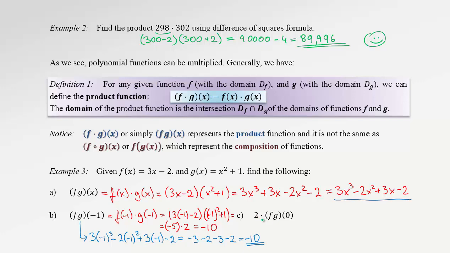And finally, what do we have here? 2 times the value of the product function at 0. So we leave the 2 for later, and now we figure out what the product function at 0 is. Again, we can use this product function that we already have here and just replace x by 0. So all those terms will be 0, 0, 0, just negative 2 that is there. Okay, so the final answer is negative 4 here.